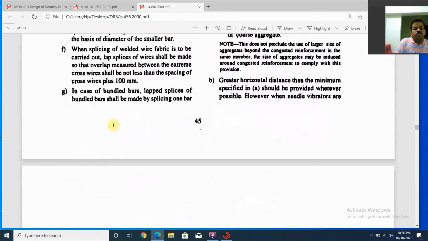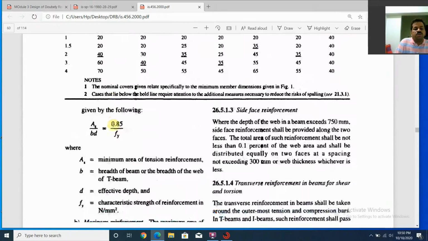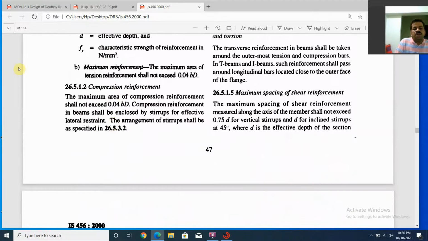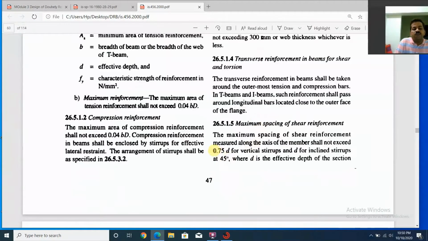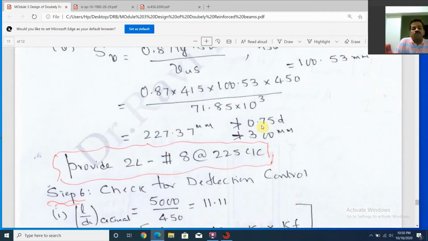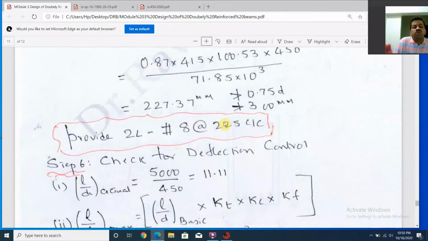So hence, page number 47 of the guidelines: the maximum spacing of shear reinforcement shall not exceed 300 mm or 0.75 times D. That's what I've done here, 0.75 times D or 300 mm. So hence we will provide 2-legged 8 mm stirrups at 225 mm center to center.